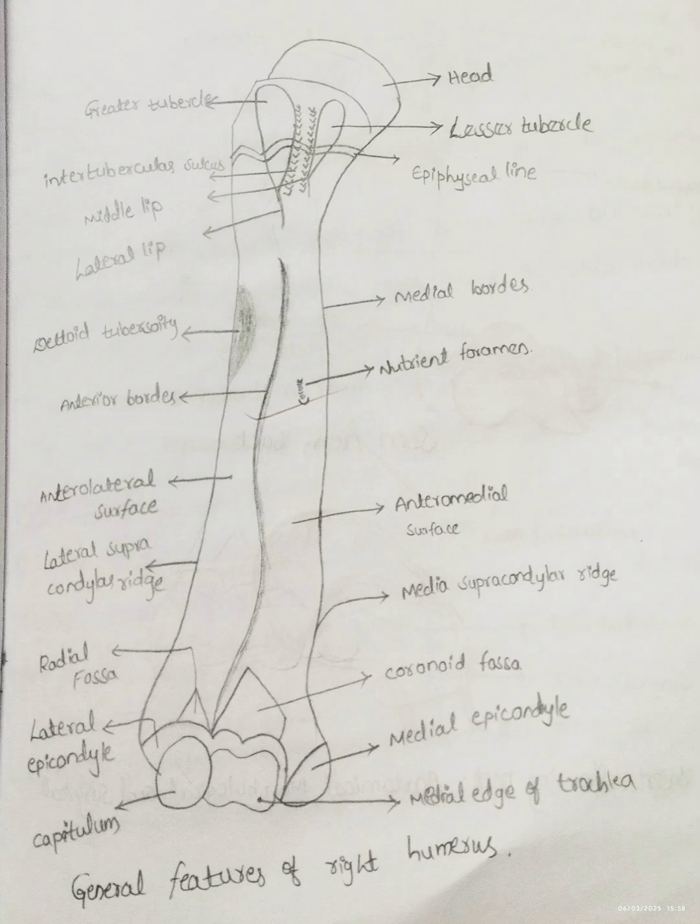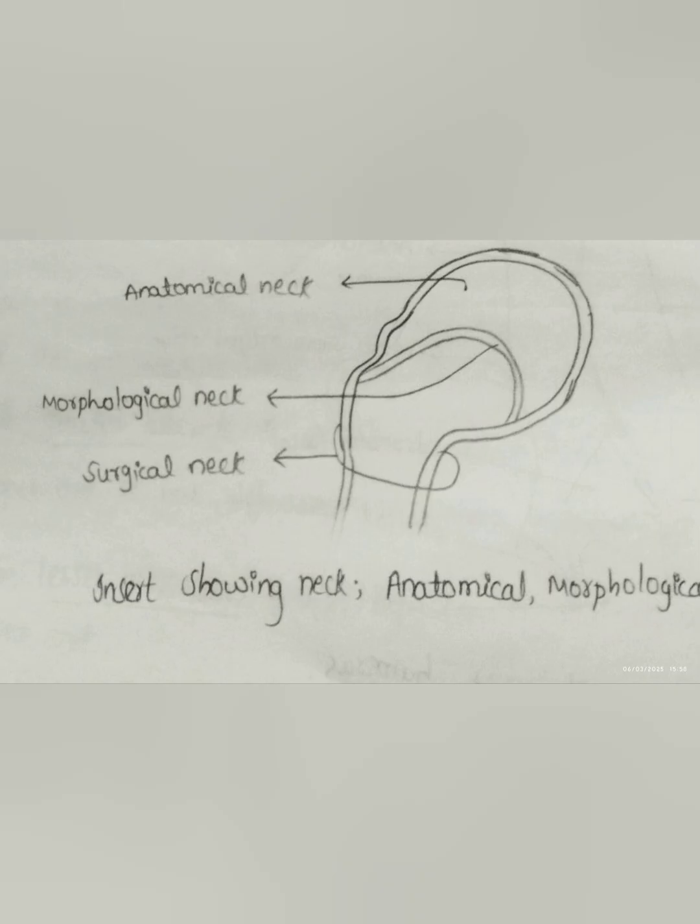Next, we will discuss the features. In features, first we will discuss the upper end, then the shaft and then the lower end. In the upper end, the main points are, first, as I told earlier, the head is directed medially, upwards and backwards. It articulates with the glenoid cavity of the scapula and forms the shoulder joint.